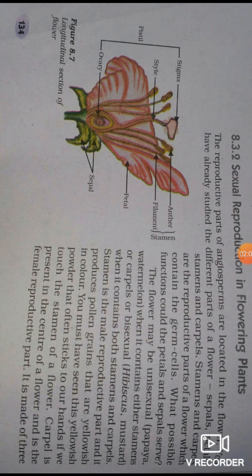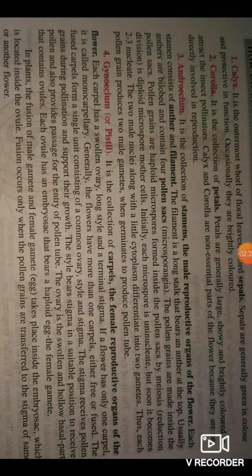That is the four whorls of the flower. First calyx, you also know as sepals. Second corolla, you also know as petals. Third androecium, you also know as stamen. And fourth gynoecium, that is pistil, you also know as carpel. First of all, we discuss calyx. It is the outermost whorl of the flower.